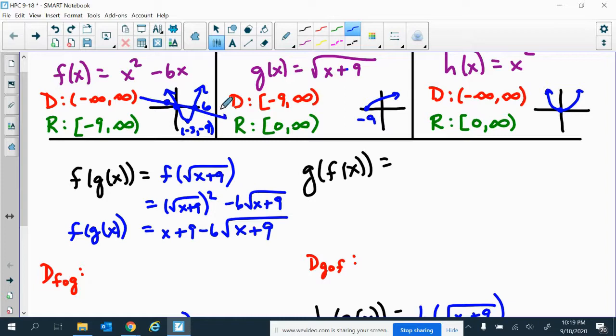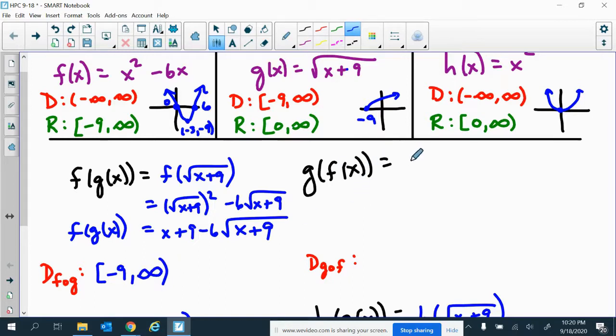If I analyze how they compare, the range fits entirely in the domain, which means that even though this has to be restricted, when I substitute in things from 0 to infinity into this function, what's going to end up happening is I'm still going to get the entire range coming out. And that means that I don't have to restrict this domain at all that I had originally. So the domain of f of g is negative 9 to infinity.